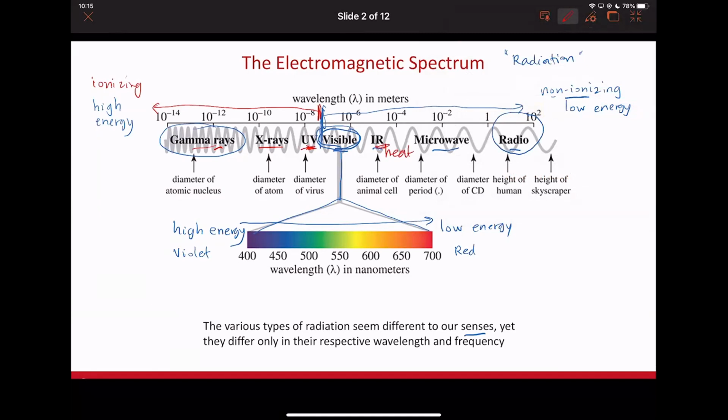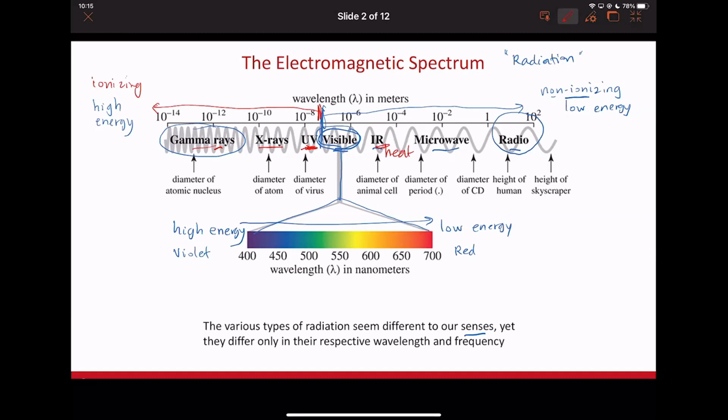UV is high enough energy to break bonds, and that does have effects on the body, beneficial and harmful. We can have those effects like sunburn, suntan, aging, wrinkles, skin cancer from UV.